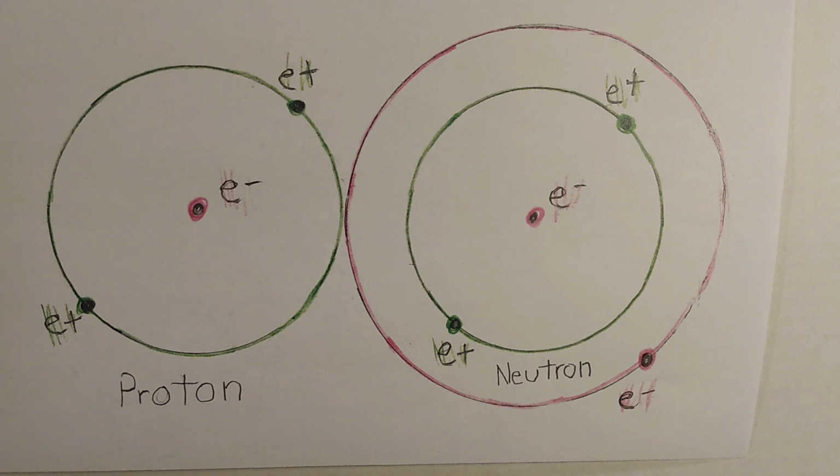Question: why does a neutron have no charge? Answer: the neutron has two positrons and two electrons. The charge of the two electrons balances the charge of the two positrons and leaves the neutron with a neutral charge.